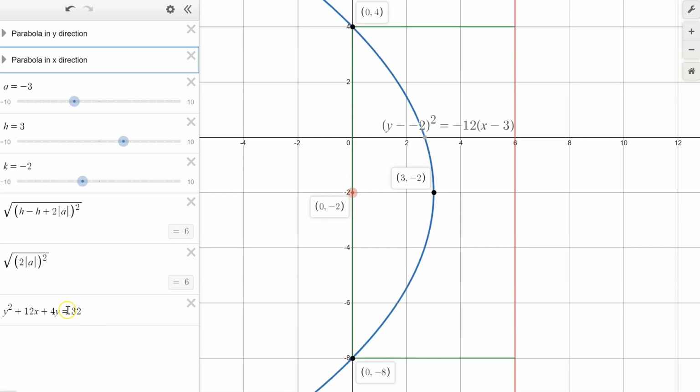Now all I have to do is plug it in. So I've got y squared plus 12x plus 4y equals 32. And if I click on it, you can't see it because it's there. See? It is the same graph. So that verifies that our completed the square form is exactly the same.